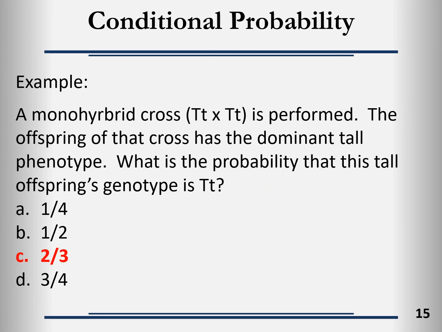Now that may seem counterintuitive, right? But what's really happening here is we're saying, now that we know that the individual has the dominant phenotype, that information is changing the probability. The conditions of the probability have been altered, and we have to take that into account.